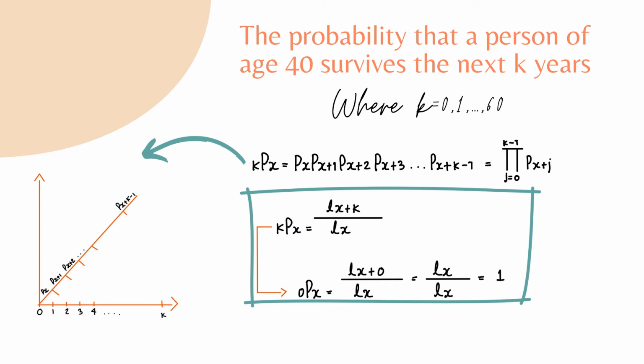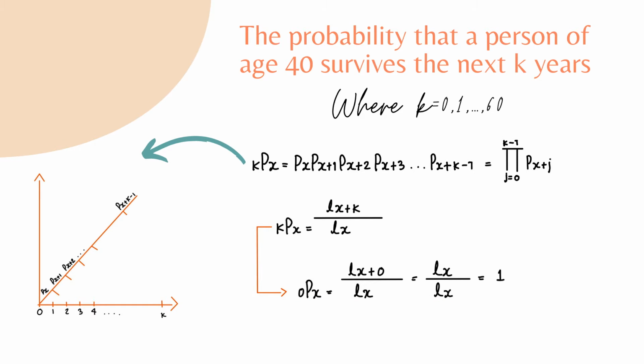Please notice that the probability of a person of age x surviving 0 years is equal to 1, because it will be exactly the same as if we are asking for the probability of a person of age x being alive right now. Here you have the formula, and you can see that in fact kpx is equal to 1.